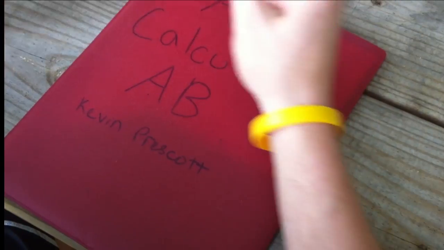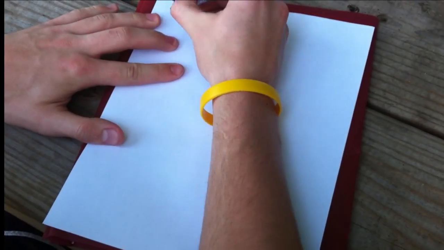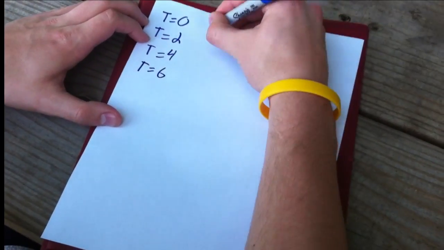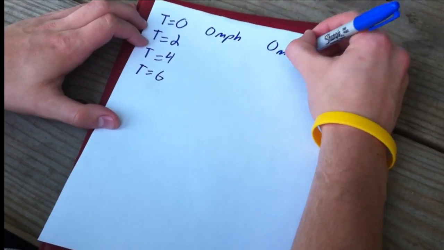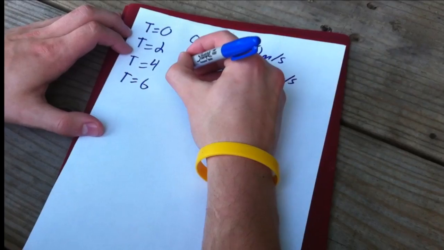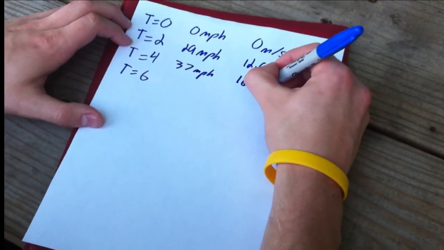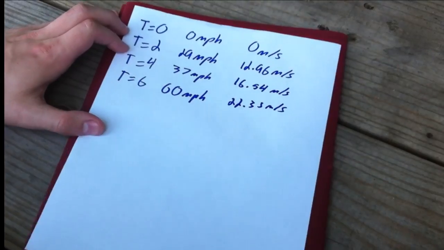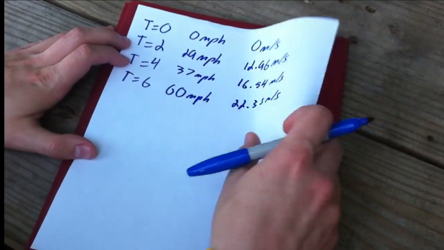We're going to graph our data collected from our speedometer. We're going to measure it in time intervals of 2 seconds at t equals 0, t equals 2, t equals 4, and t equals 6. At t equals 0, we have 0 miles per hour and 0 meters per second. At 2, we have 29 miles per hour and 12.96 meters per second. At 4, we have 37 miles per hour and 16.54 meters per second. At t equals 6, we have 60 miles per hour and 22.33 meters per second.